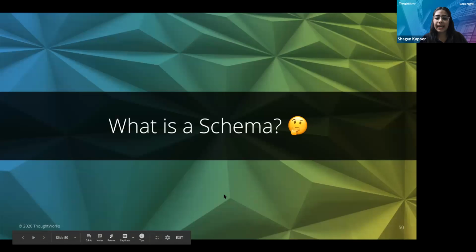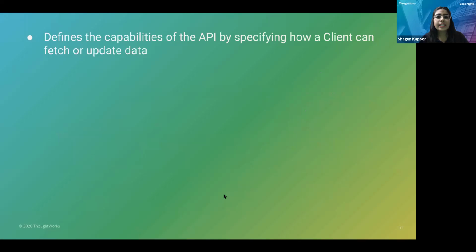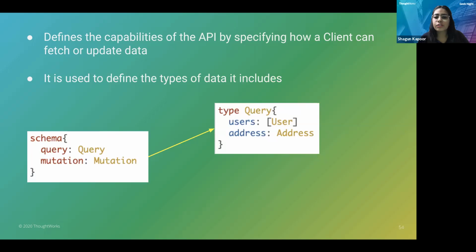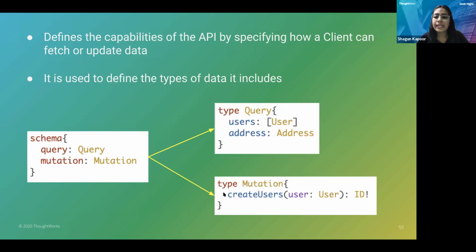So, what exactly is a schema? Schema is something that defines the capabilities of the API, like how a client can fetch or update the data, and which queries and mutations are available for the client to execute. It is also used to define the types of data that it can include. For example, here we have a schema which has query and mutation, where the query type consists of users and address, and the mutation type is used for creating the users.